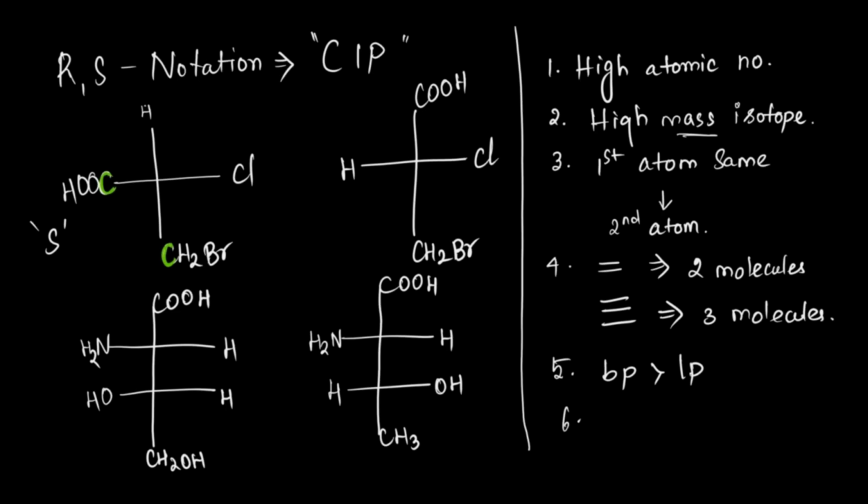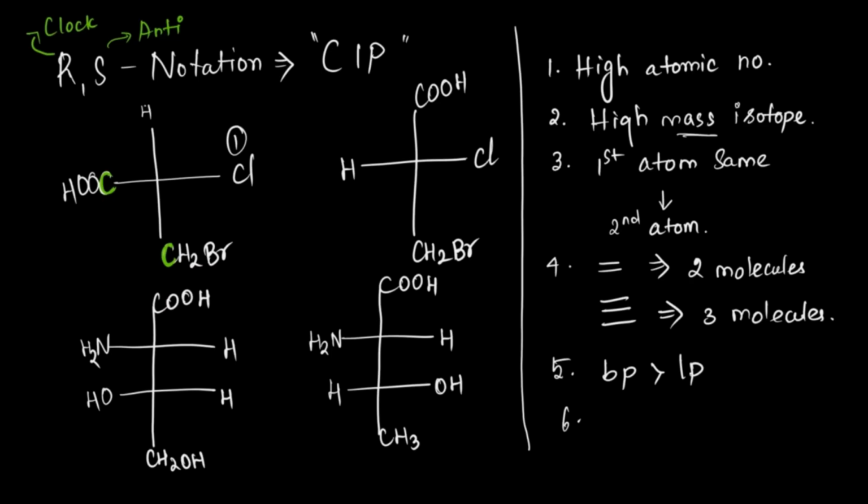Before that, I would like to let you know R is for clockwise and S is for anti-clockwise. Why am I talking about the rotation now? Let's take it out. Here I'm having the first example: hydrogen, COOH, CH2Br and Cl. So which will get more priority? Obviously, the first priority will go to Cl.